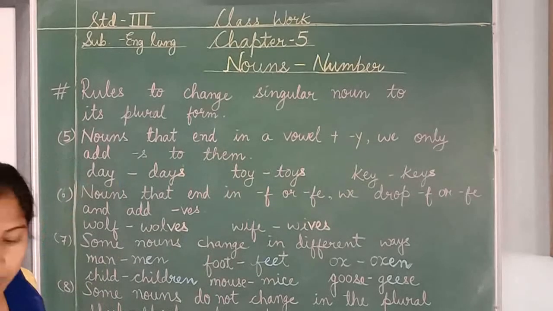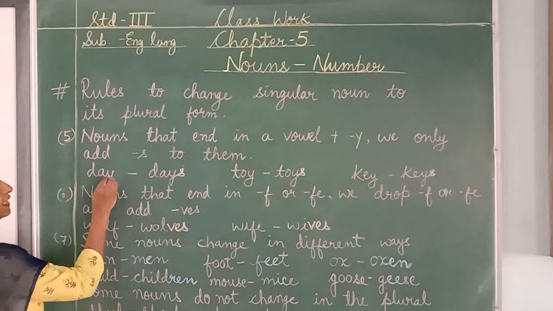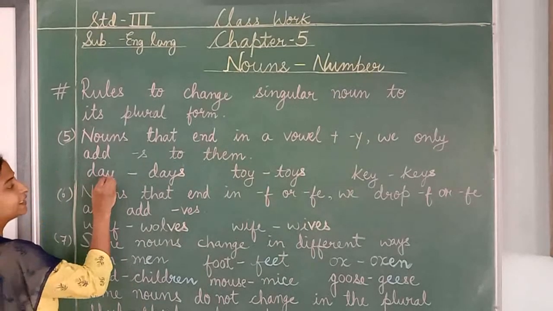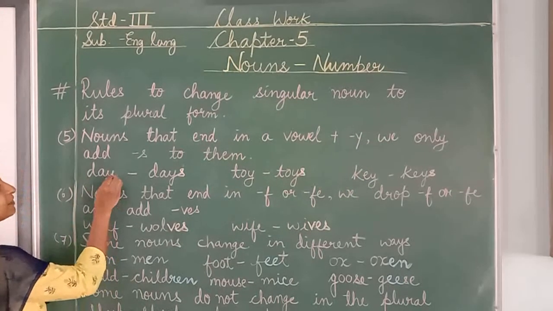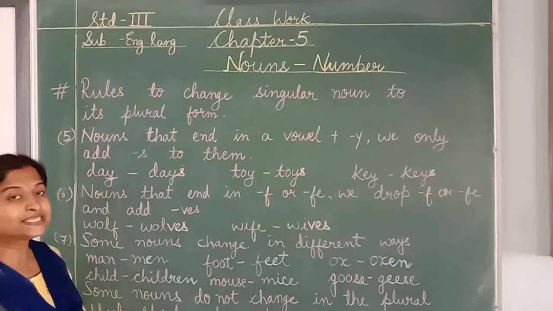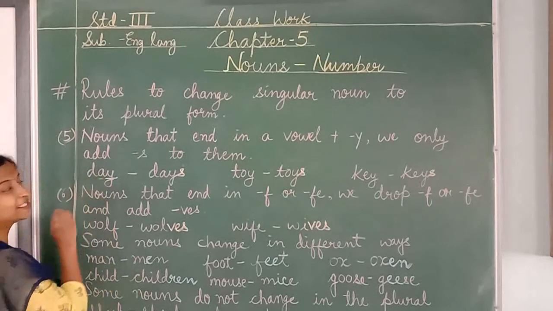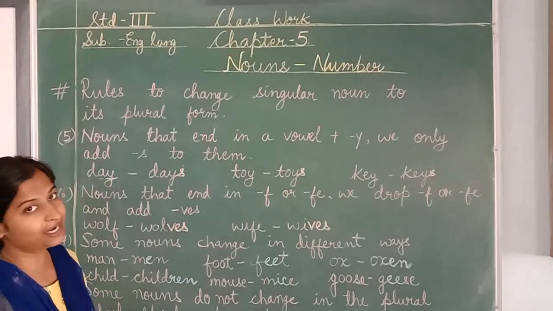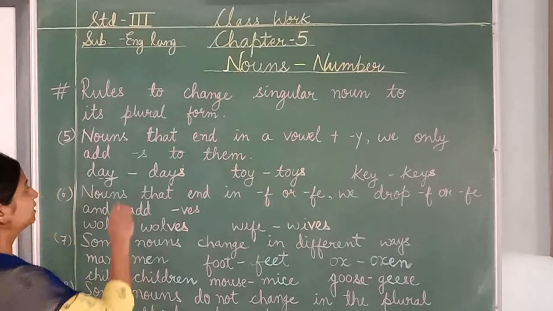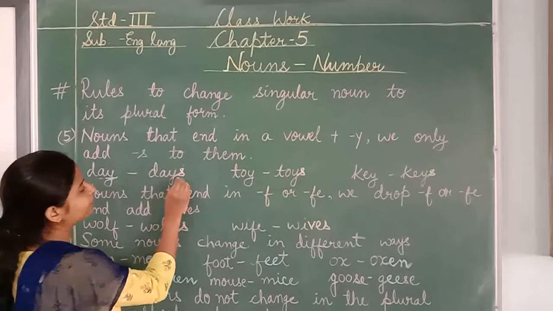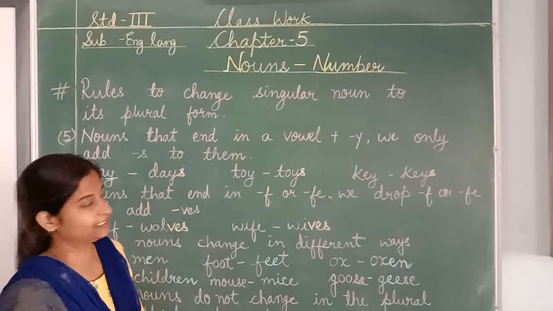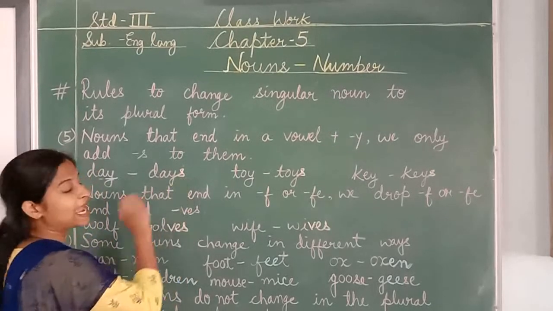Now, pay attention here. This word ends with Y. Just before Y, what is here? A. A is a vowel. That is why we are not going to do anything to it, and we simply add S here. What will we add? S.